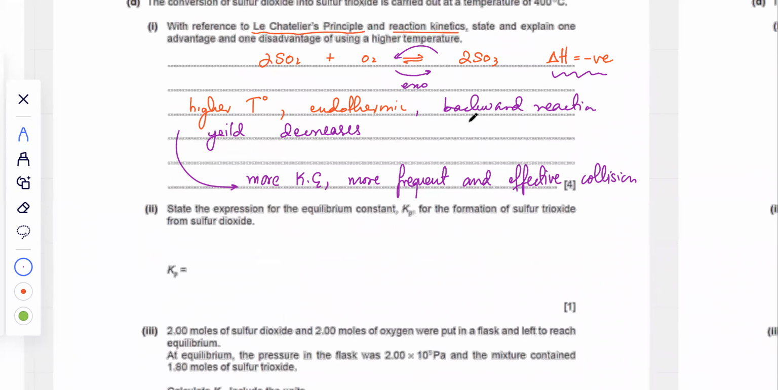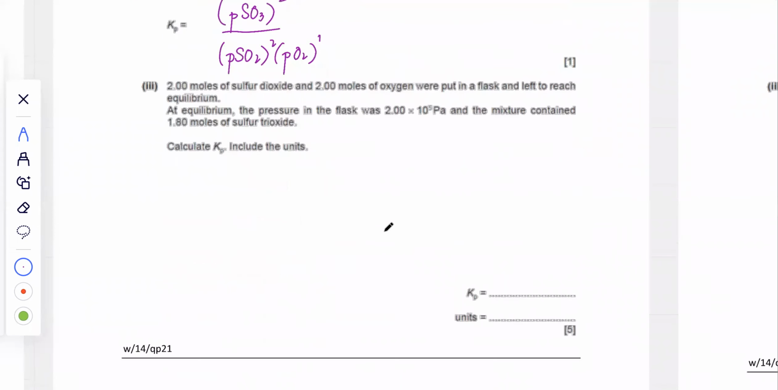Anyways, they're asking for the Kp for this specific expression. So it's going to be just the expression, I think. So it's the pressure of SO3, that's going to be squared, and the whole thing would be divided by the pressure due to SO2, that would be squared as well. And the other reactant is O2, that's just going to have power 1. So we've written down the expression. Now it's all about calculating Kp.